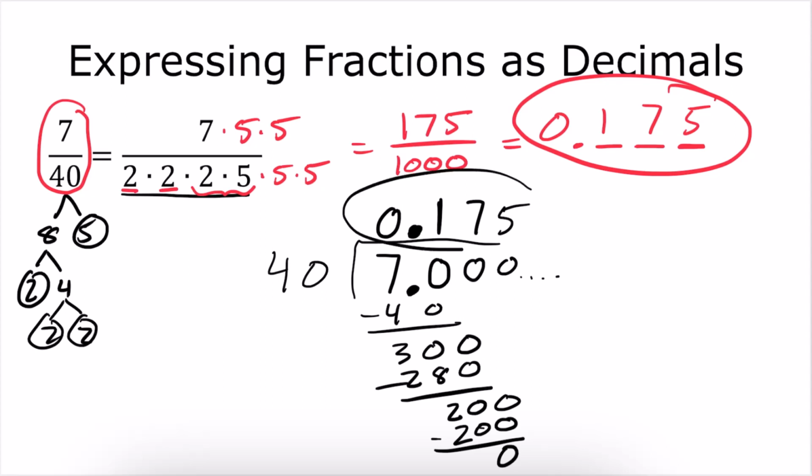And notice that this decimal that we got through long division is the same decimal that we got by multiplying the top and bottom of the fraction by numbers that would make it so that you have powers of 10 in the denominator. So in my opinion, the red method is the easiest if you have a denominator that factors into 2s or 5s.